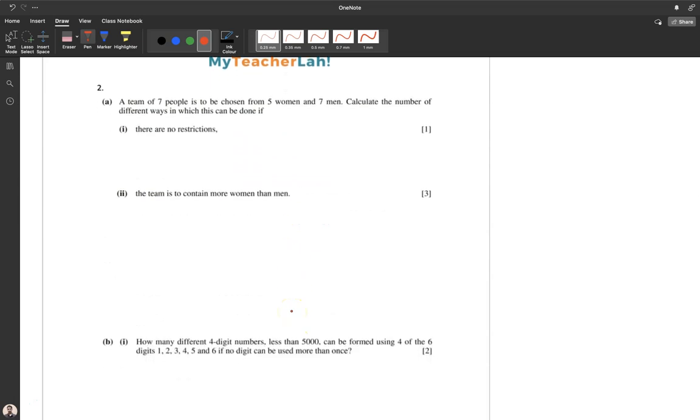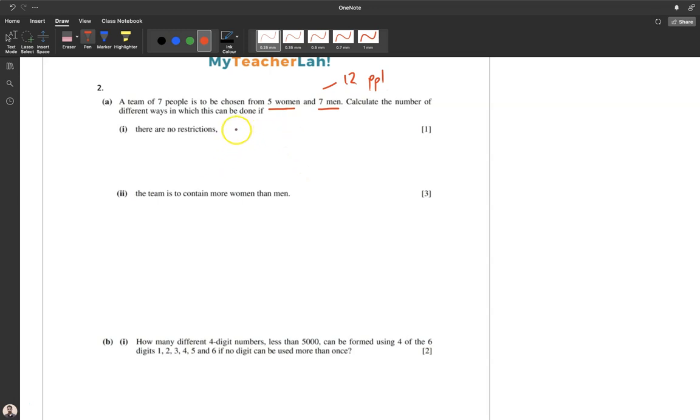All right, question number 2. So a team of 7 people is to be chosen from 5 women and 7 men. Calculate the number of different ways that this can actually be done. So when there are no restrictions, we want to choose 5 and 7, right? So total of 12 people that we want to choose. So if there are no restrictions, it's quite straightforward.